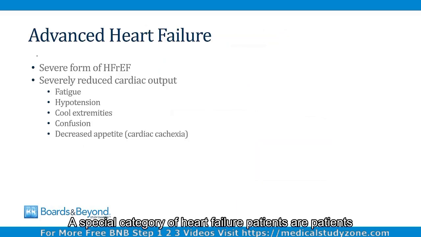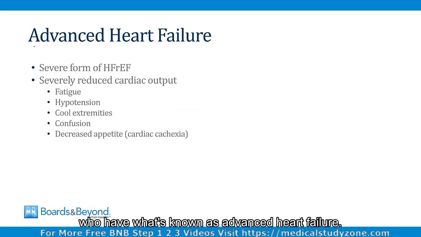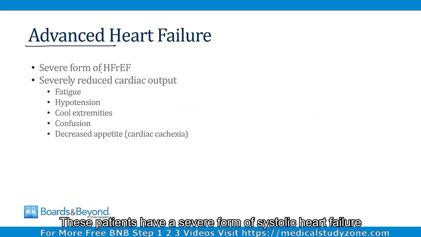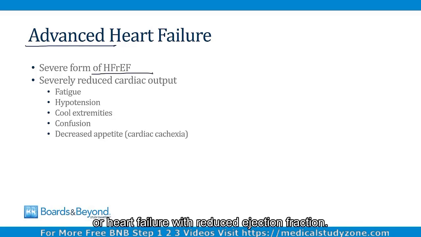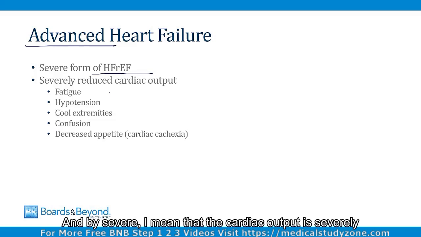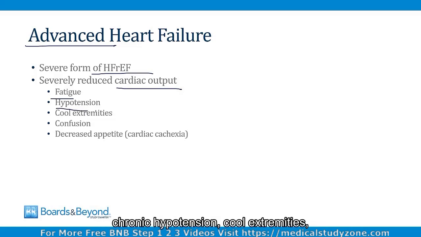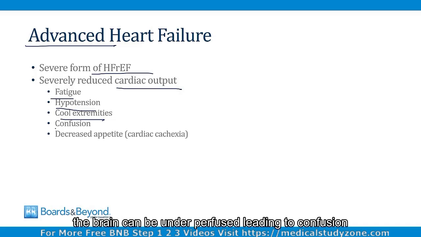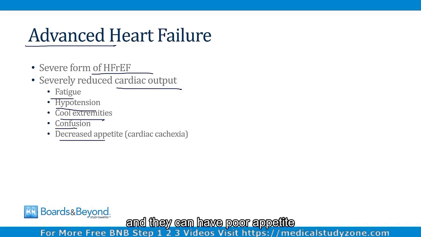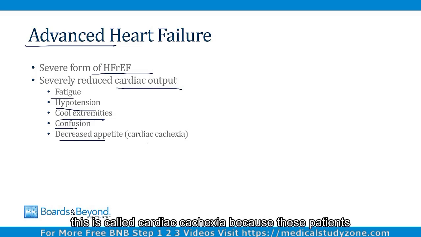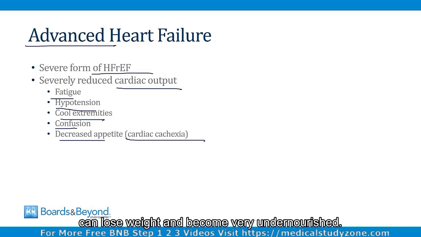A special category of heart failure patients are patients who have what's known as advanced heart failure. These patients have a severe form of systolic heart failure, or heart failure with reduced ejection fraction. And by severe, I mean that the cardiac output is severely reduced to the point that the patient can have fatigue, chronic hypotension, cool extremities, the brain can be underperfused leading to confusion, and they can have poor appetite from underperfusion of the gut. This is called cardiac cachexia because these patients can lose weight and become very undernourished.